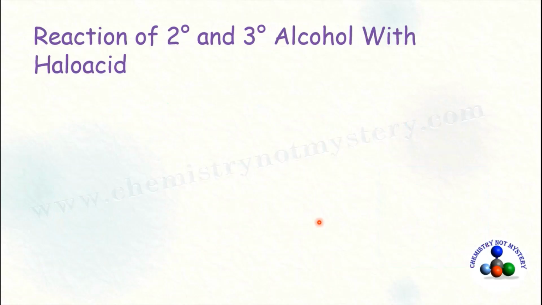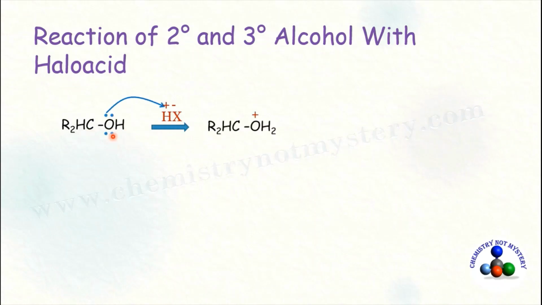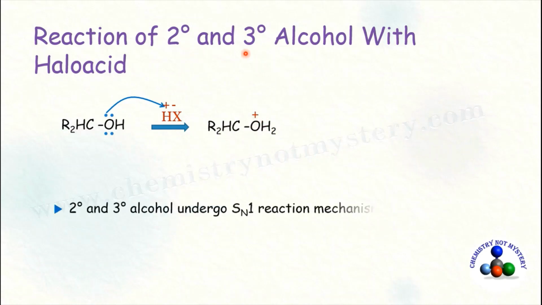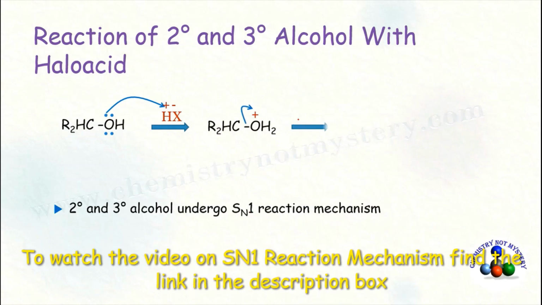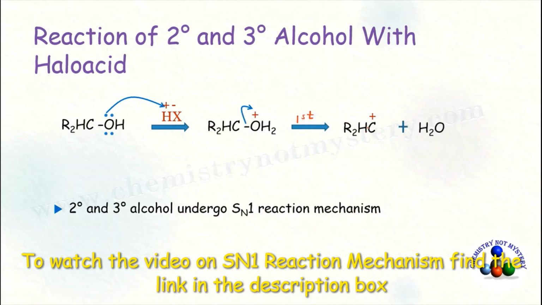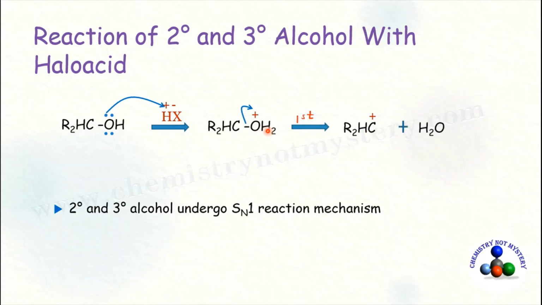Now come to the reaction of secondary and tertiary alcohol with halo acid. When secondary alcohol reacts with HX, first step is the protonation, in which OH negative ion converts into H2O positive ion. And as you know, secondary and tertiary alcohol undergo SN1 reaction mechanism. And in the first step of the reaction, carbocation is formed. So H2O positive ion leaves along with its bonding pair of electron in the form of H2O molecule and positive charge will generate over carbon. And first step is the rate determining step.